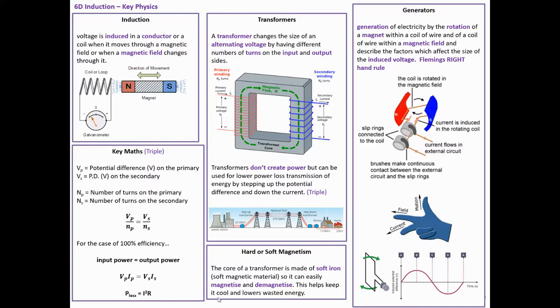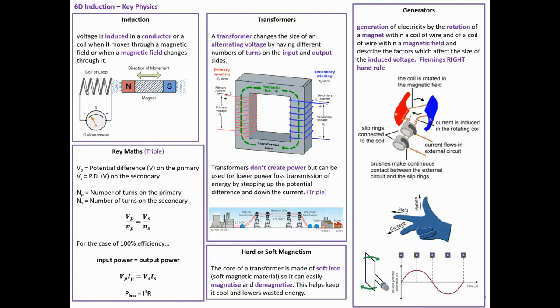Okay, so this is an introduction to iGCSE physics with induction, section 6D. Voltage is induced in a conductor or coil when it moves through a magnetic field or when a magnetic field changes through it.